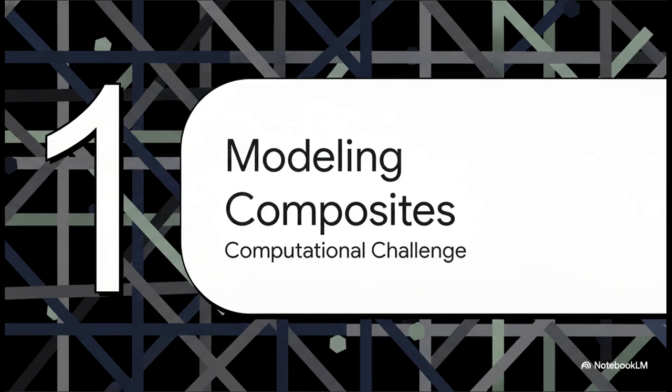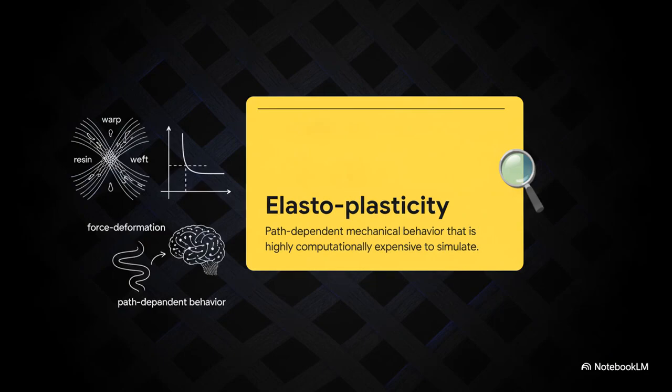Section 1. Modeling inelastic woven composites, the computational challenge. Okay, so woven composites consist of yarns interlaced in those classic over and under patterns, right? The warp and the weft, all embedded in a resin matrix. When you apply extreme stress to these materials, that matrix exhibits elasto-plasticity. Basically, the material deforms permanently, and its current physical state depends completely on the history of the load applied to it. In engineering, we call this path-dependent behavior.